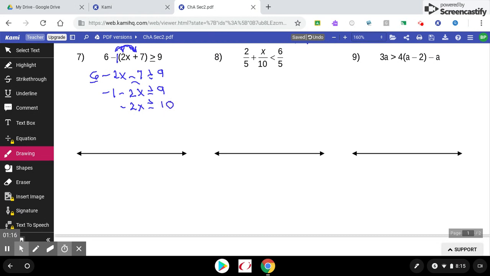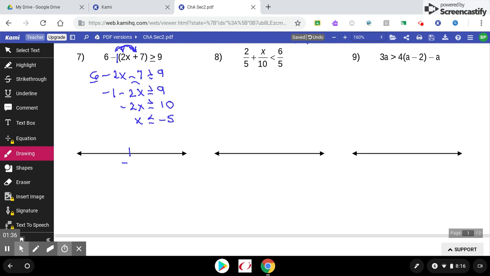So I didn't show the work, but again, you're welcome to show the work. Don't think that you have to skip that. So how do we get rid of this -2? We divide. If you watched the last video, you would know if you divide by negative, you got to flip the inequality around. So x is less than or equal to -5 for my answer.